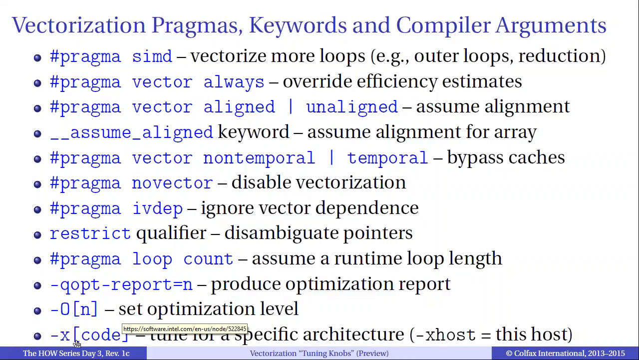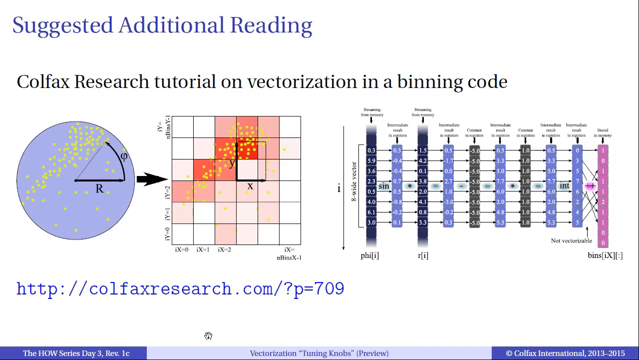If -x is followed by the word host, the compiler tunes vector instructions in the code to the same architecture on which you are compiling. But instead of host, you can include the name of the instruction set, and the compiler will tune the code for a specific architecture. If you would like to see a more complex example on automatic vectorization, you can go to this paper. It discusses a physics-motivated example of binning particles.